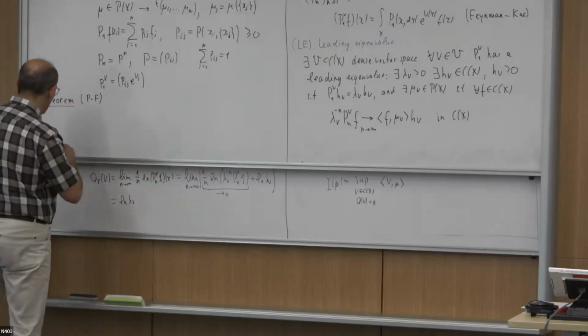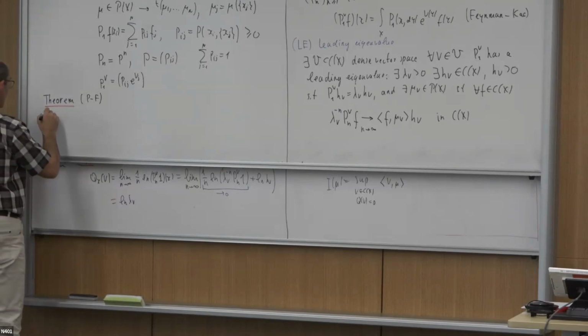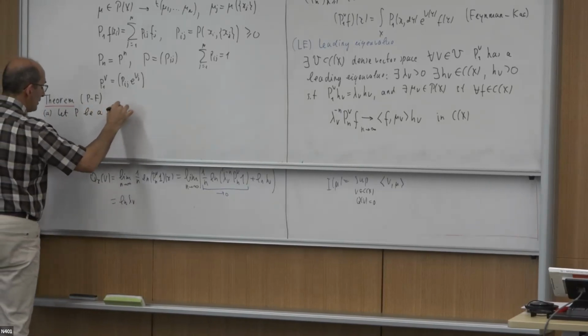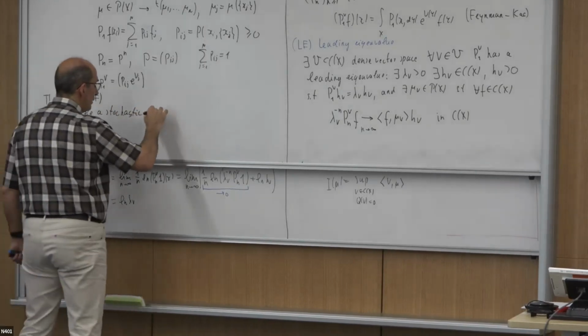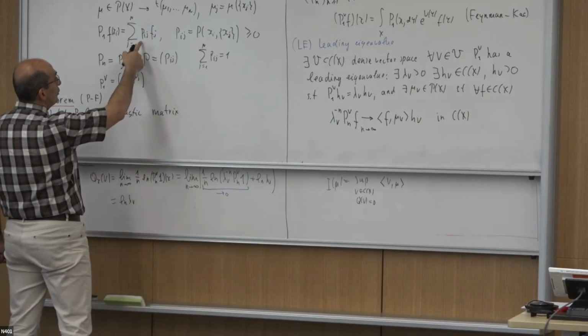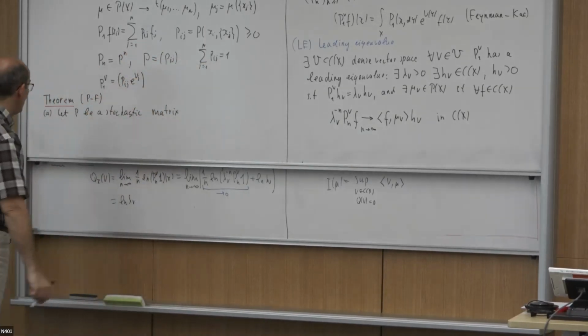It says the following. The first case: let P be a stochastic matrix. Stochastic matrix means a matrix with non-negative entries with a sum equal to 1. On each line, the sum is equal to 1.